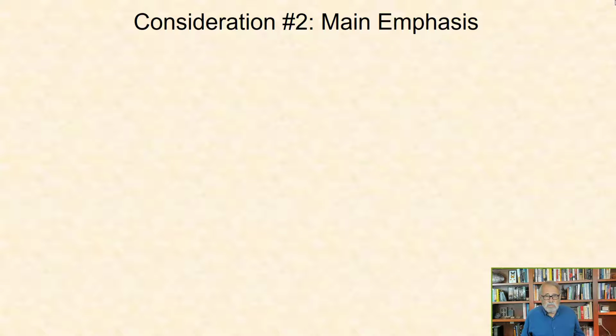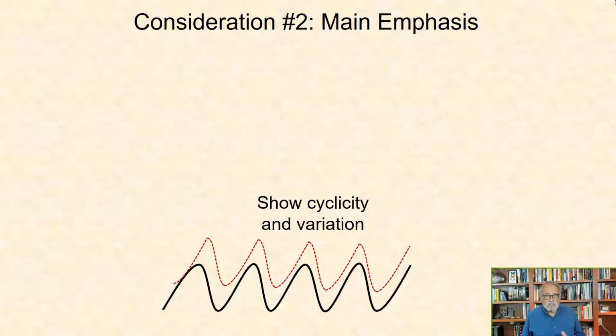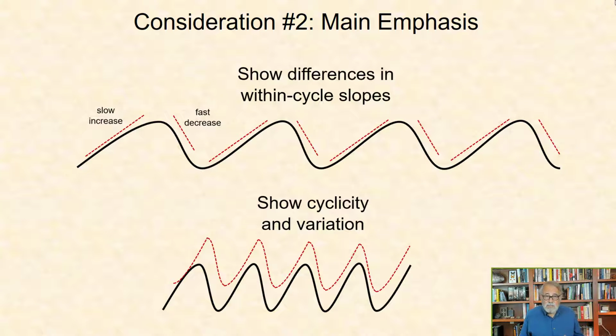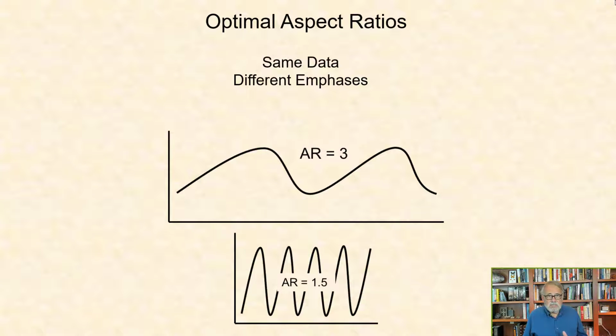Consideration number 2 is with respect to main emphasis of a repeating pattern. So here is the pattern of data which shows the cyclicity and variation. However, the same data, when the cycle is expanded, shows the difference in within cycle slopes, with a slow increase but a rapid decrease each cycle repeat. So in this case, the best aspect ratio for emphasizing the former characteristic would be 1.5, whereas for emphasizing the difference in increasing and decreasing slopes would be an aspect ratio of 3. In other words, graphing the same data requires different aspect ratios depending on emphasis.